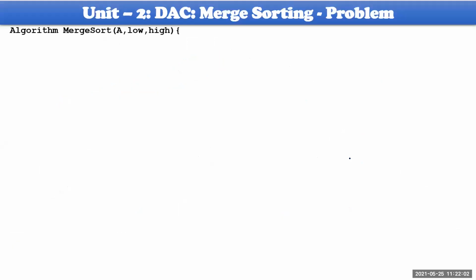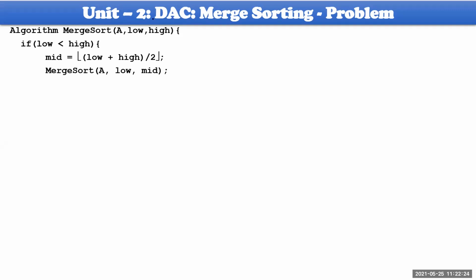Let us take the algorithm here. Method A is the list of elements. Low is the first element, and high is the last element of that particular sublist. If low is less than high, then we will go ahead. Mid is equal to the floor of (low plus high) by 2. Same operation: A from low to mid is one sublist, and mid plus 1 to high is another sublist. After these recursive calls are completed, each and every sublist has a single element.